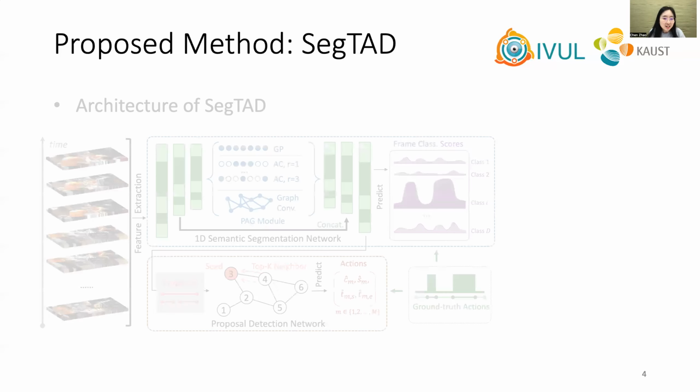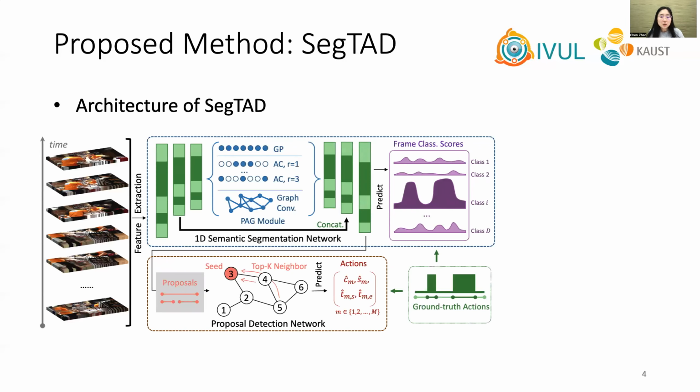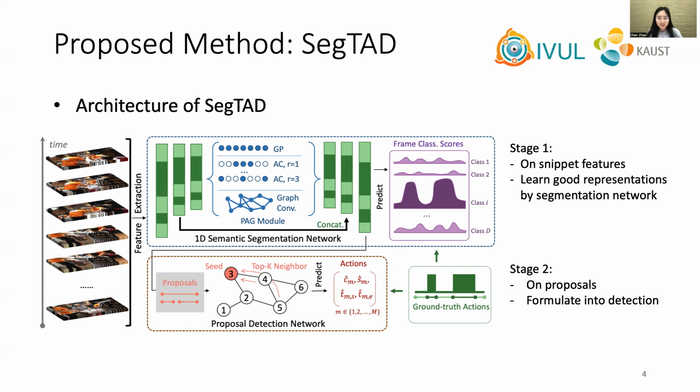This is the architecture of SegTAD. It follows the two-stage detection framework, but reformulates the first stage as a semantic segmentation problem, aiming to predict a class label for each snippet. The second stage is a detection task, aiming to predict the class label for each proposal.